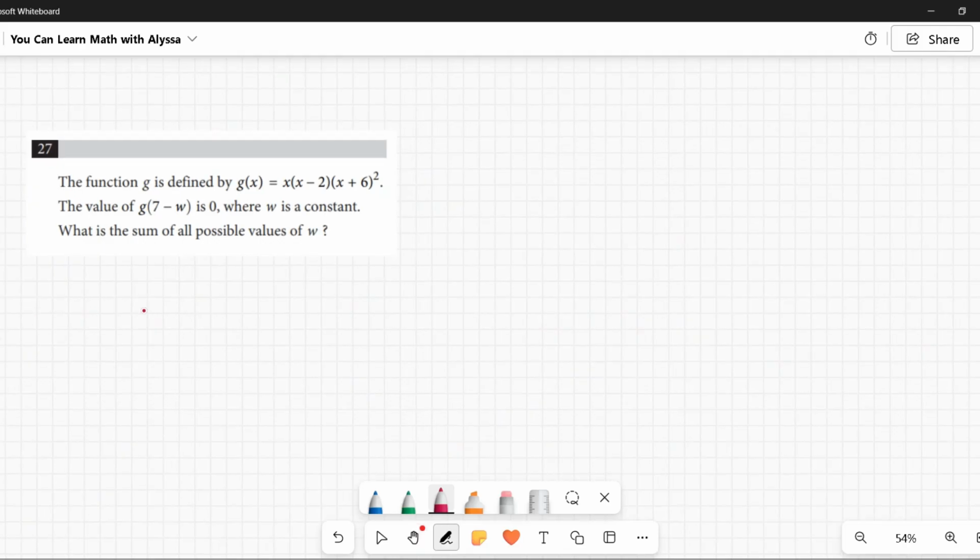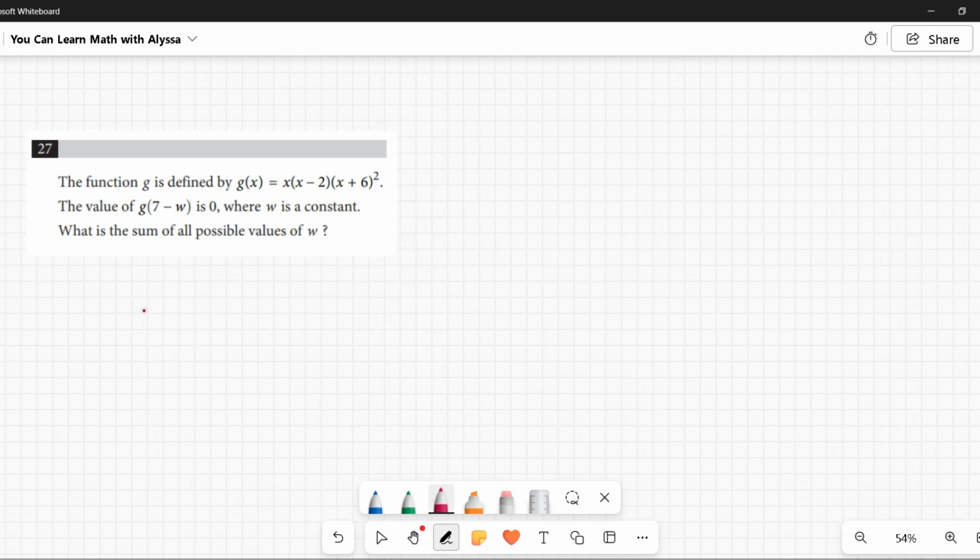All right, last but not least, 27. The function g is defined by g of x equals x times (x minus 2) times (x plus 6) squared. The value of g of 7 minus w is 0, where w is a constant. What is the sum of all possible values of w?